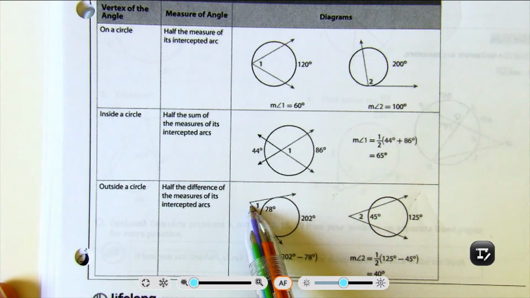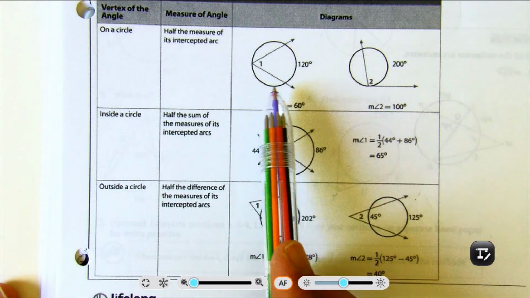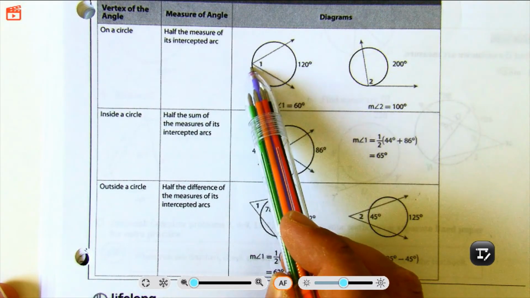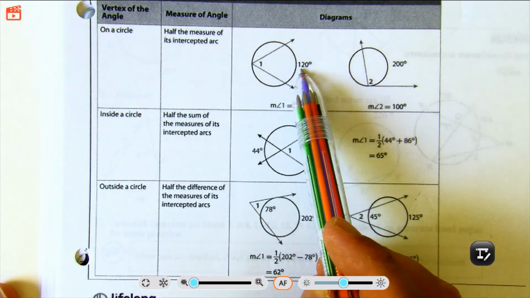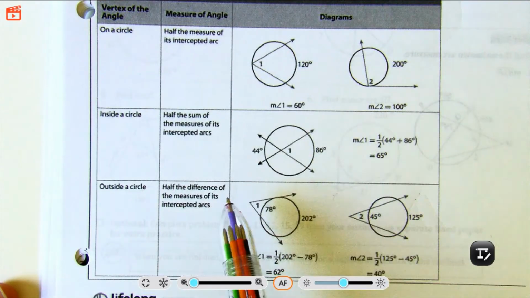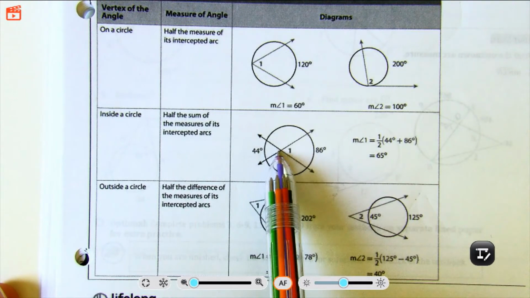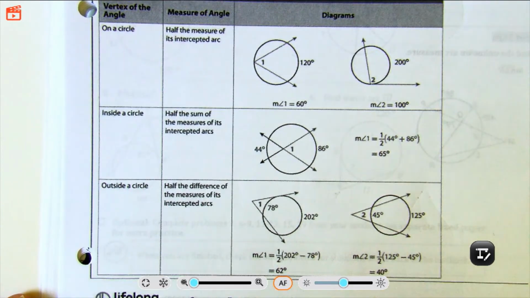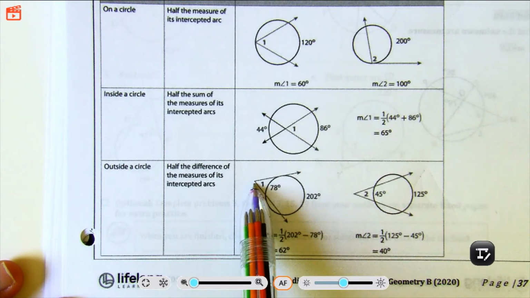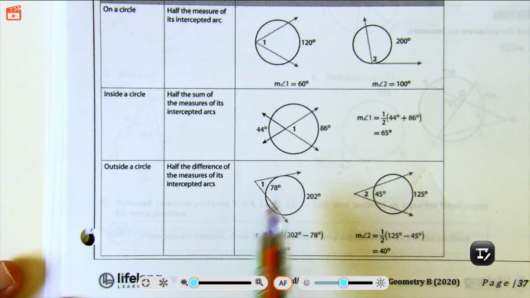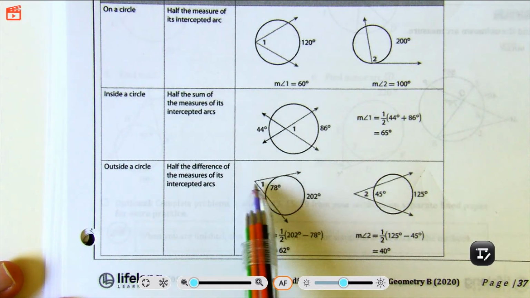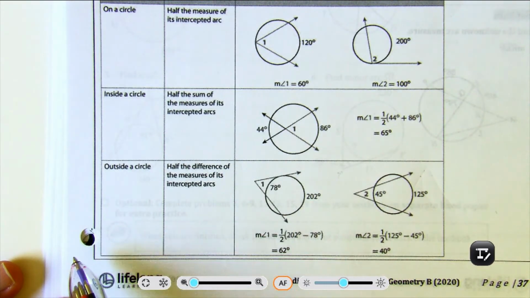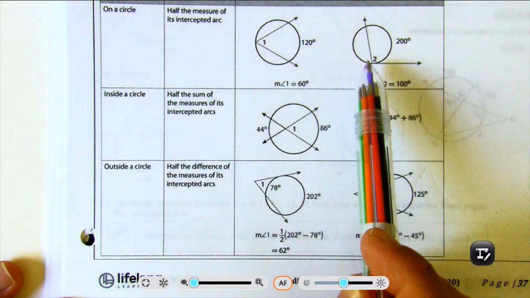So we can see the formulas that we're going to use. If the vertex is on the circle, we just take half of the arc to find the angle. If the vertex is inside the circle, we take the sum of the two arcs and then take half. And if the vertex is on the exterior, we subtract the arcs. So if it's on the outside, we subtract. If it's on the inside, we add the two arcs. And notice that all of these have a half. We take a half for each one.